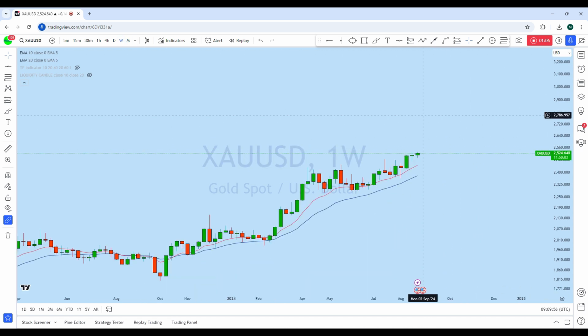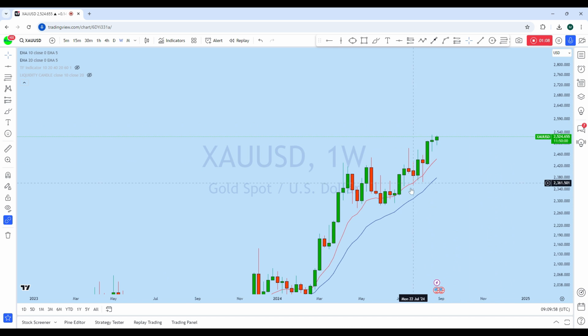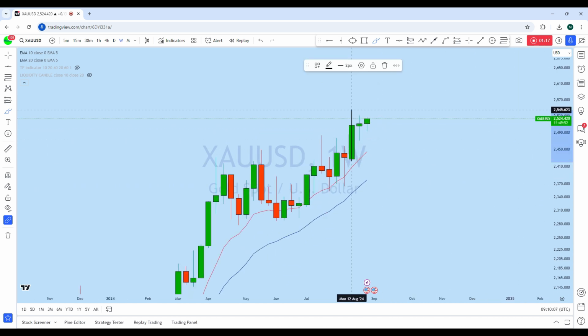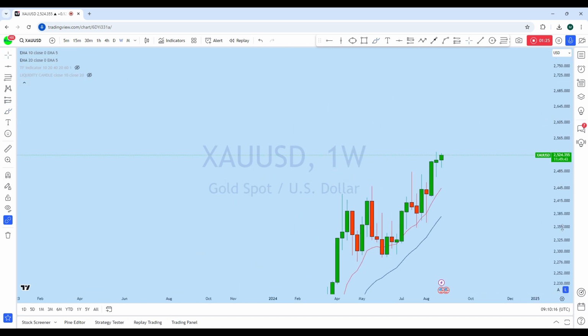If we drop down to the weekly chart, we can see that from the weekly there is a liquidity candle formation here with a long wick doji, followed by a very strong bullish engulfer that has broken out of that structure completely. Previous week we saw a doji formation from the weekly perspective.